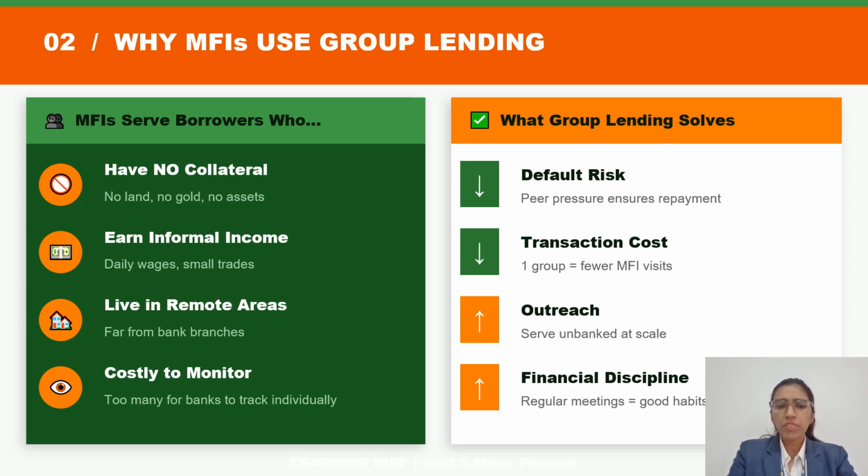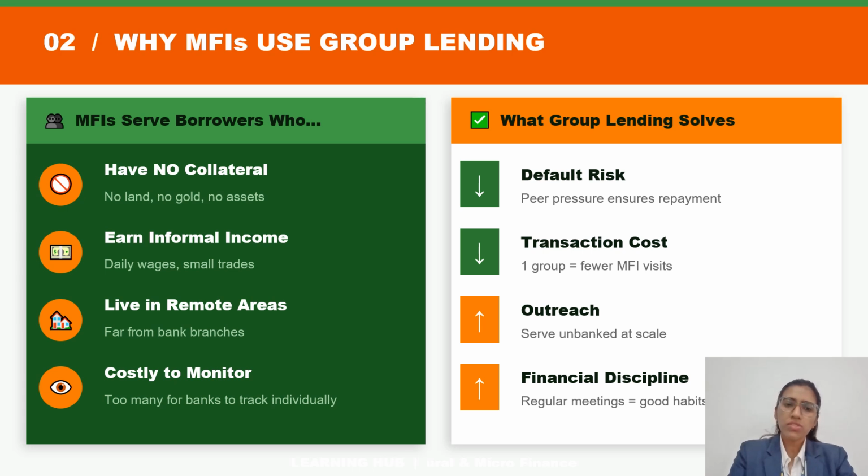Now, why do MFIs use this model? Think about the people MFIs serve. They have no collateral, no property, no asset. They earn informal income, daily wages, hawking, small trades. They live in remote areas far from bank branches. It is costly to monitor individuals. For banks or MFIs, giving individual loans to thousands of such people is risky and expensive too.